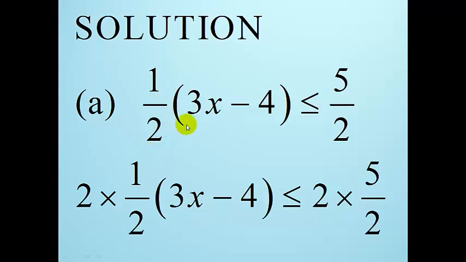Given 1 over 2 into bracket 3x minus 4 less than or equal to 5 over 2, what we have to do is to multiply through by the LCM, and the LCM is 2. So we multiply the left hand side of the inequality by 2, and that is how come we have 2 times 1 over 2, 3x minus 4, less than or equal to, we also multiply the right hand side by 2. That is how come we have 2 times 5 over 2. Now 2 will cancel 2, and so we have 1 times 3x minus 4, and the answer is 3x minus 4, less than or equal to, 2 will also cancel 2, so we are left with 5. Now let's proceed.